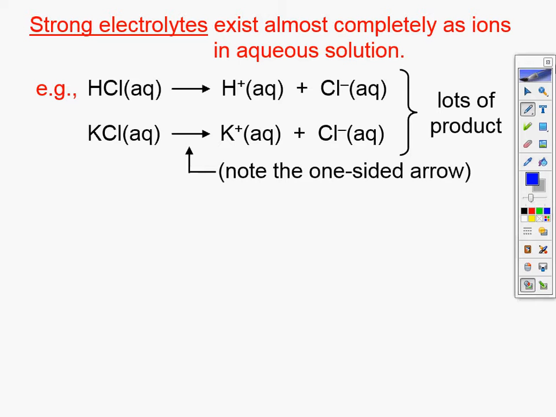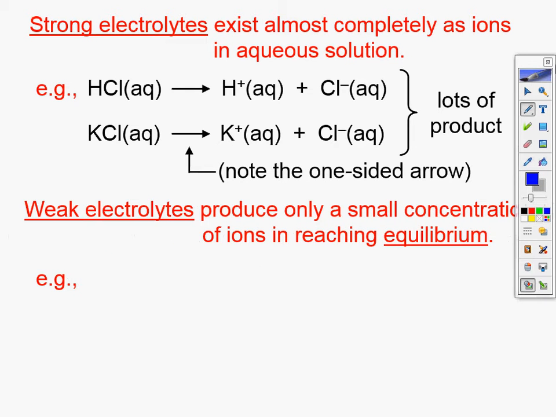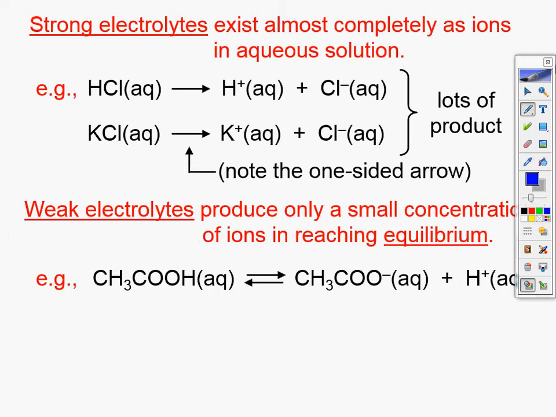Now, if I have something else, maybe a weak electrolyte, it's going to have an equilibrium. Only a small concentration of ions are going to reach equilibrium. So we have a double-sided arrow. Pretty soon we'll be doing the math with that double-sided arrow, figuring out how much H+ is actually made, how much acetate ion is actually made.